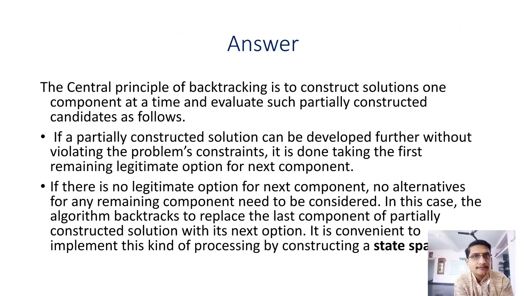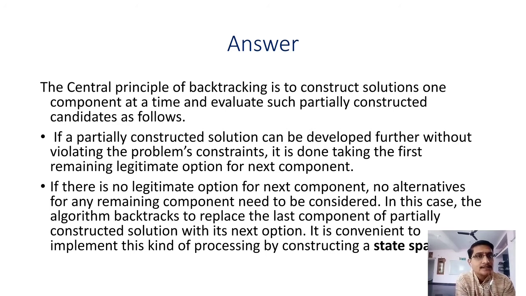The answer for the first part of this question is that the central principle of backtracking is to construct the solution one component at a time. That is what we had done using the state space tree, one component at a time, and evaluate such partially constructed candidates as follows. Whatever component solution we construct has to be evaluated. If it is going to give us a way of getting the solution, then we continue. If it violates the constraint, then we stop there and backtrack. That is what we need to follow.